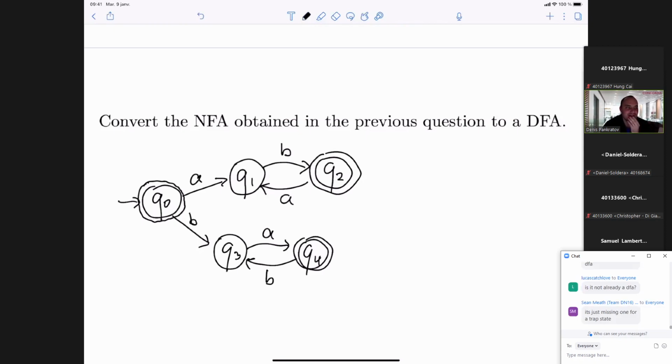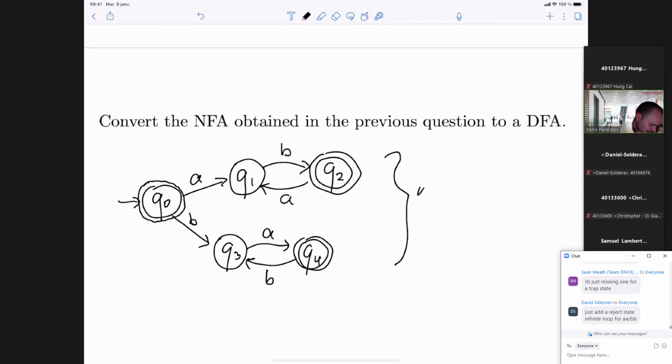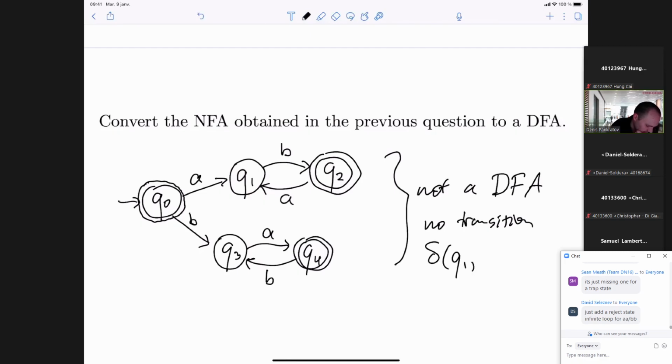Okay, so there is a question, is it not already a DFA? And it is not a DFA because, for instance, we don't have a transition from Q1 on A defined. We don't have a transition from Q2 on B defined, and so on. So this is not a DFA. No transition delta Q1 A. So our delta function is not total.